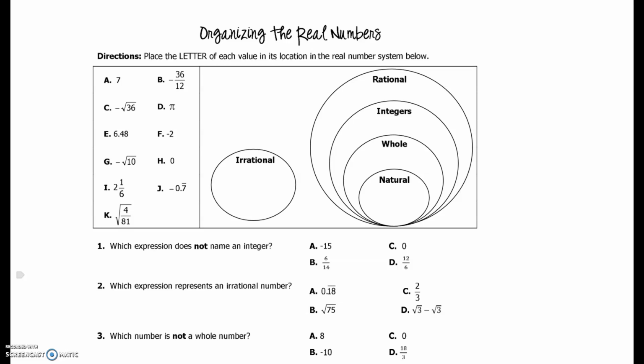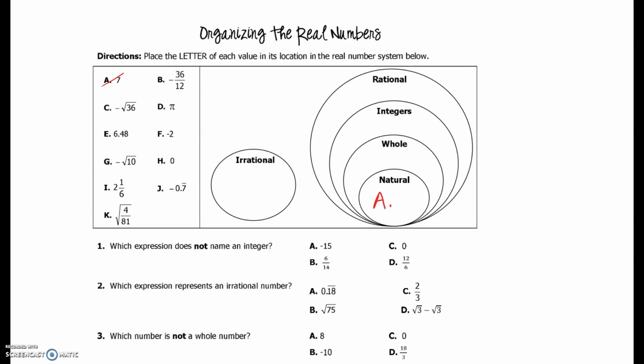So the first part says place the letter of each value in its location in the real number system below. If you base it off of the chart on the front, remember you're trying to find the most specific classification for these numbers. So letter A is the number 7. 7 is one of those counting numbers, so the most specific classification for the number 7 would be natural, which means I would place the letter A in the natural category. And then I would continue that with each one of these.